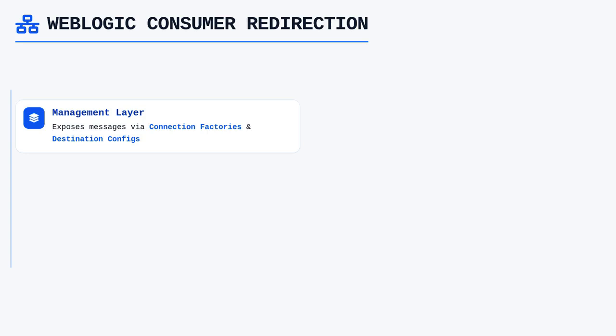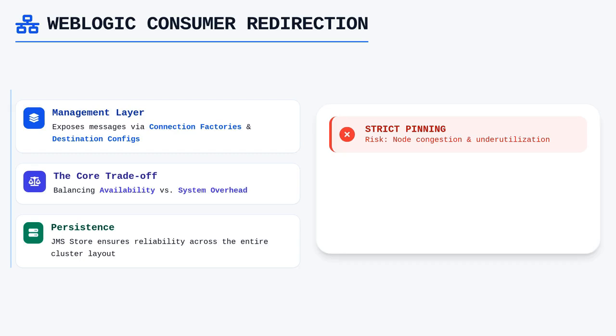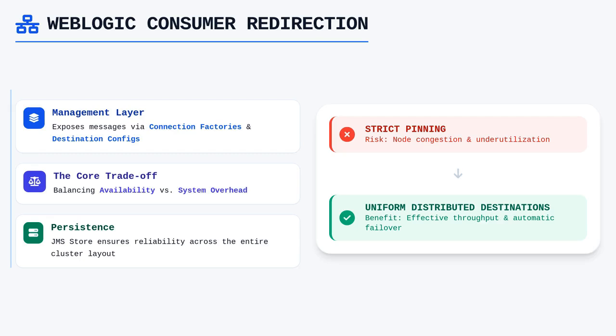For consumers, the redirection patterns are just as vital as producer behavior. WebLogic manages consumer patterns through the selection of connection factories and destination configurations that expose these messages to the application layer. When messages are consumed, you need to be aware of the trade-offs between availability and overhead. If messages are strictly pinned to a specific server, you might encounter issues where high message volume accumulates on one node while others are underutilized. By utilizing uniform distributed destinations, you allow the messaging system to balance consumption throughput effectively.